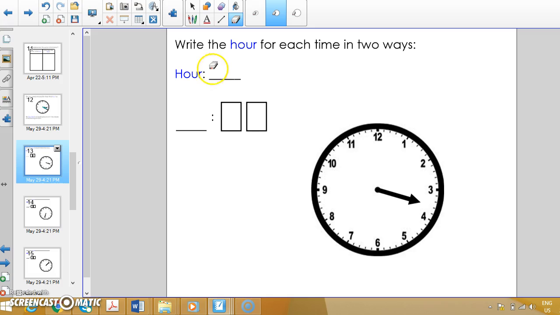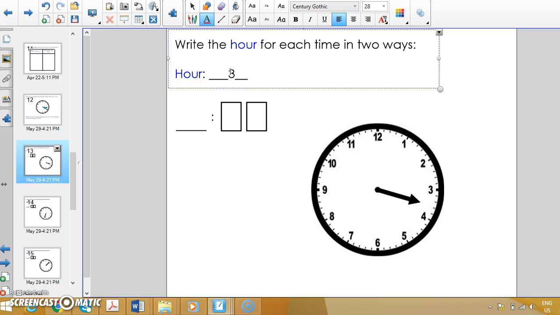So we can write the hour. This is how we write the hour, pardon me. So if we look at this one, the hour hand's not touching the 3, but it's not yet touching the 4, so it's still 3 o'clock. How do we write the hour? We write it 3:00, 3 o'clock.